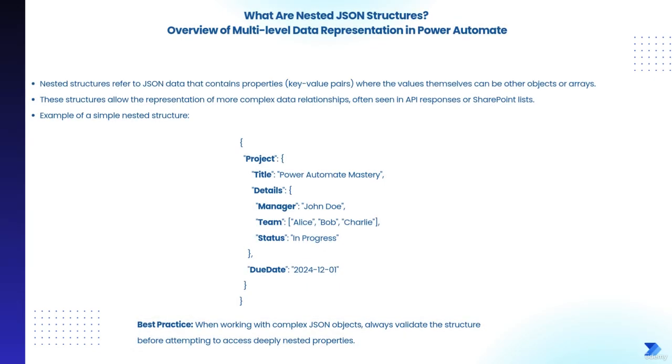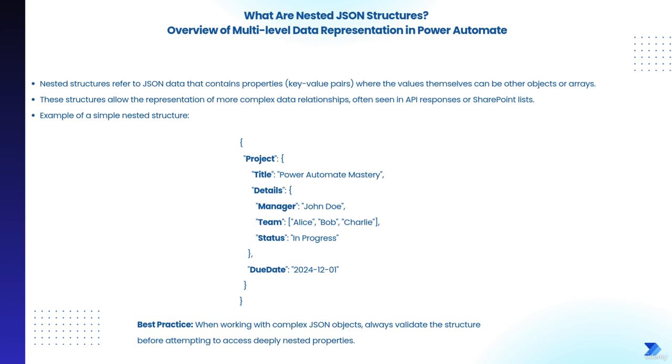Understanding nested structures in object variables. In this section, we will explore the concept of nested structures within JSON objects. Understanding how to navigate these structures is crucial for effectively manipulating data in Power Automate.